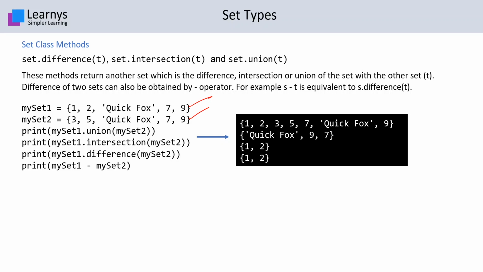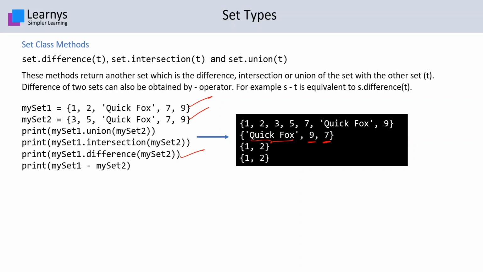In the second line, we are writing myset1.intersection(myset2). In this case, all the common elements between both the sets will be printed, which is the quick fox string, the element 9 and element 7, since they are common to both the sets.